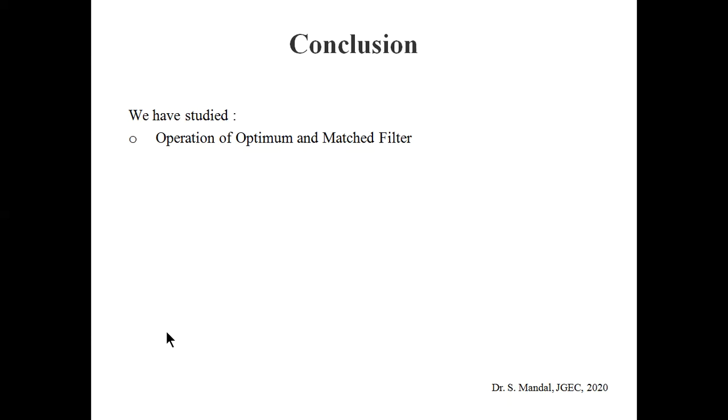And after that we'll study the operation of the correlator, which is the most useful receiver used in digital communication systems, that consists of a multiplier and integrator.